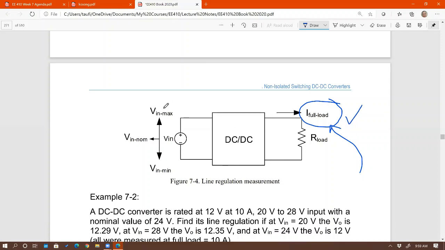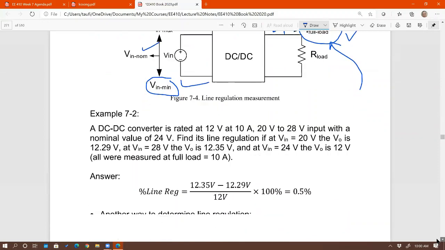And then first you would measure the output voltage. This is the output voltage. When input voltage is minimum, you measure the output voltage, and then you change the input voltage to the nominal value, again at full load, then measure the output voltage again. And then lastly, at maximum input voltage, measure the output voltage again. Again, all of these are at full load. So you get 3 numbers, 1, 2, 3, and based on the 3 numbers, you can then calculate percent line regulation.